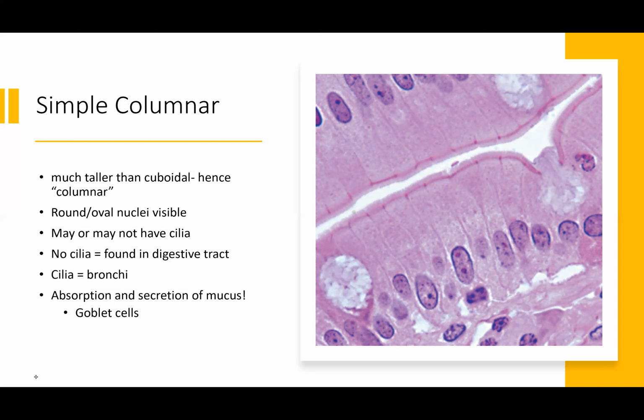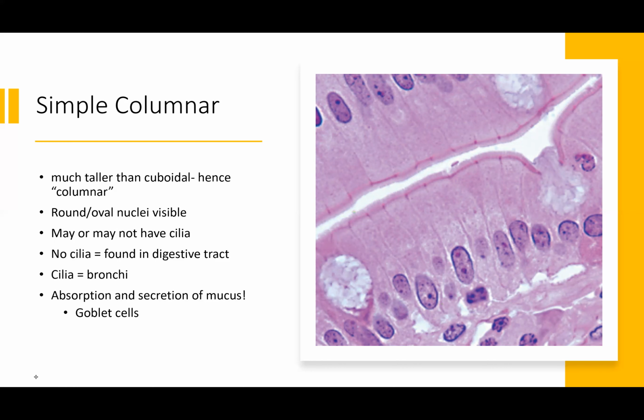And the other thing that will help you differentiate, like I said before, is the nuclei. If you notice in this image, the nuclei aren't as central as they were in cuboidal, and it's more of an oval than a circle. So that's a little tip there. And simple columnar may or may not have cilia.